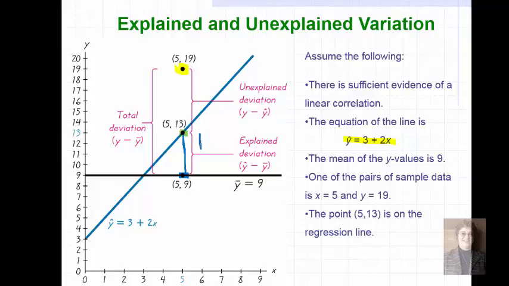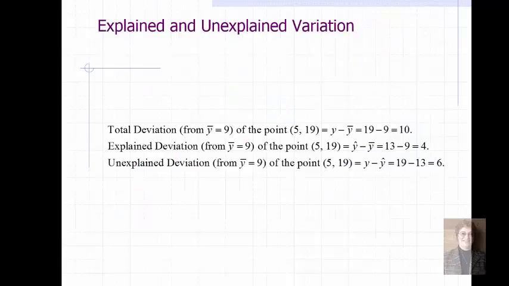This proportion is going to actually be r squared. So remember, we said the proportion of the variation that is explained is r squared. And so that's the piece that we're looking for in this section. So we looked at our total deviation was 10. Our explained deviation was 4, and our unexplained deviation was 6.